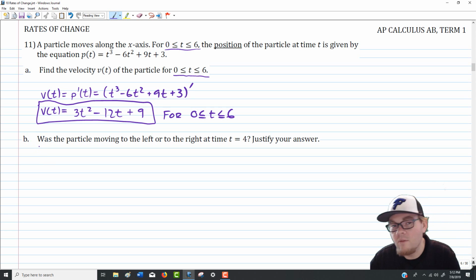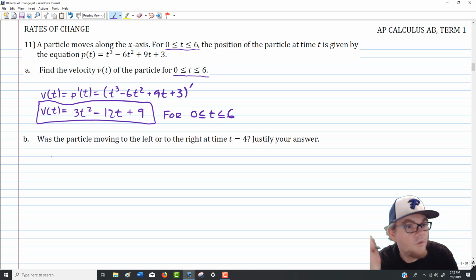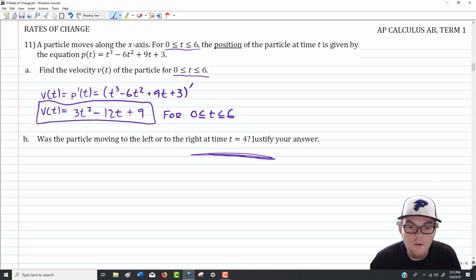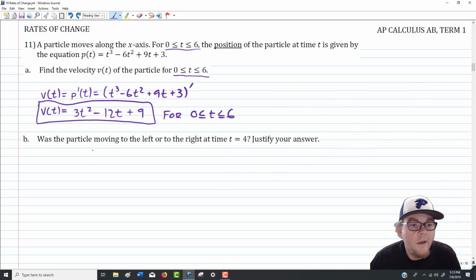Okay, next that brings us to B, the real question that motivated me to do part A. It asks, was the particle moving to the left or the right at time t equals 4? Justify your answer. This can throw people a little bit when you think about it for the first time, because we're not used to motion where we're going literally side by side like that. We're used to motion where the particle is running all over the place, visiting itself. So instead here, we got to be a little more careful.